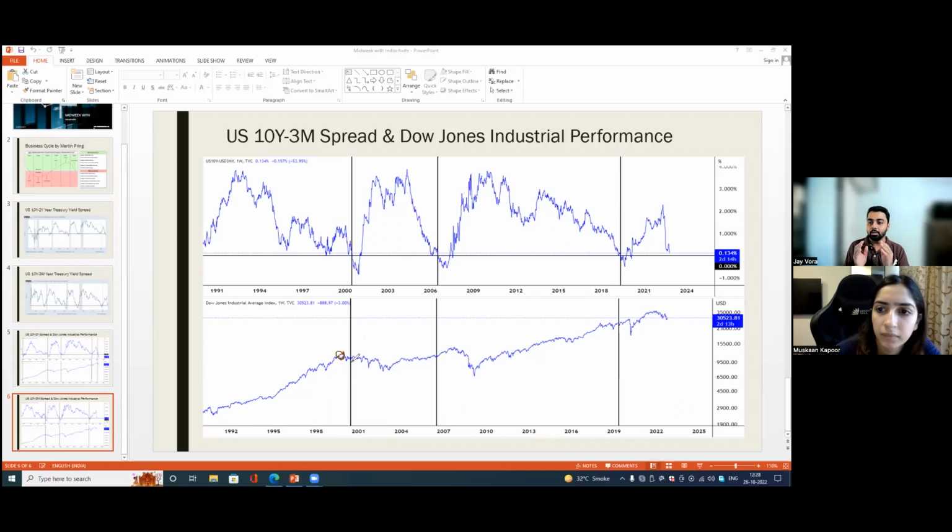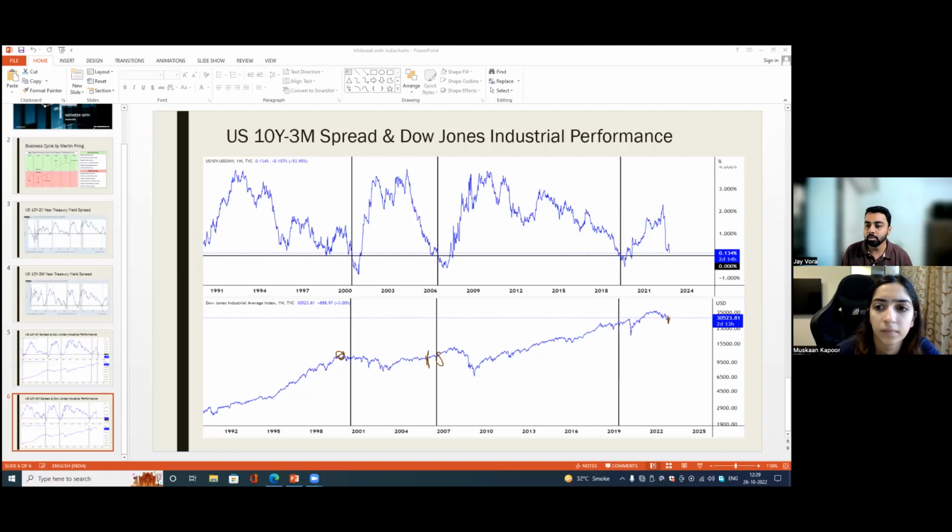So what it does is, whenever a crash is about to happen, it signals when it is near. Over here as well, if you notice, it was around this point. But the 3-month and 10-year has given an inversion around this point. So now what is happening is that even for Dow Jones, it is only now that it has inverted.